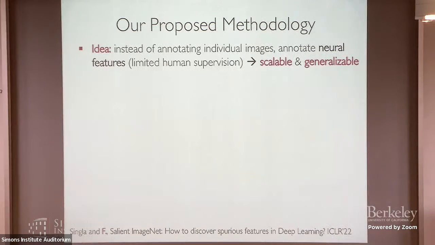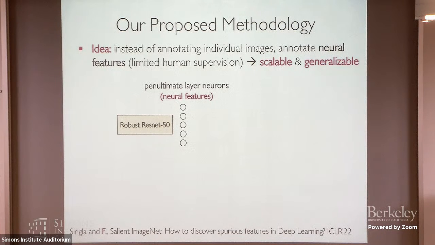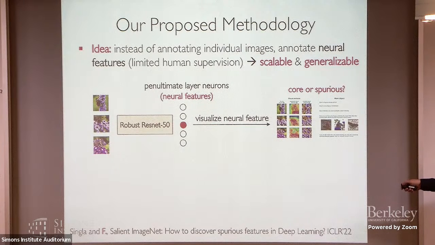So instead of annotating individual images, the idea is to annotate neural features directly using maybe a handful of examples. Let me be more concrete. We take a robust ResNet 50 model. We look at the penultimate layer neurons. For each neuron, I identify maybe 3-5 images that highly activate this neuron. And I visualize this neuron for these images. And I show it to my AMT workers. And I ask them if this neuron that is visualized on these images, is it core or spurious? Does it highlight core parts of the image or spurious?